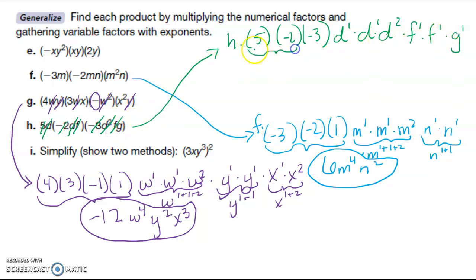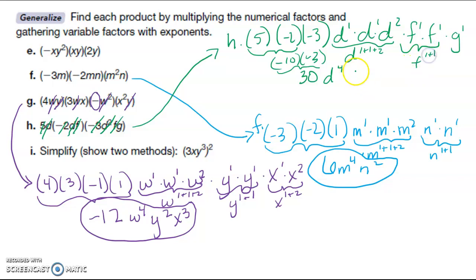Let's do our numbers. So 5 times negative 2 is negative 10, times negative 3 is positive 30. And then I have D, D to the 1 plus 1 plus 2, which is D to the 4th. I have F to the 1 plus 1, which is F squared, and then G just kind of hangs out.